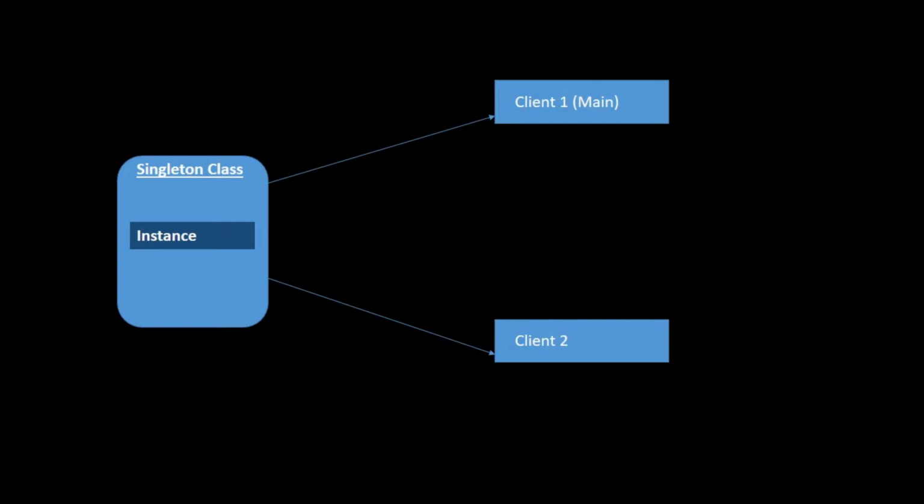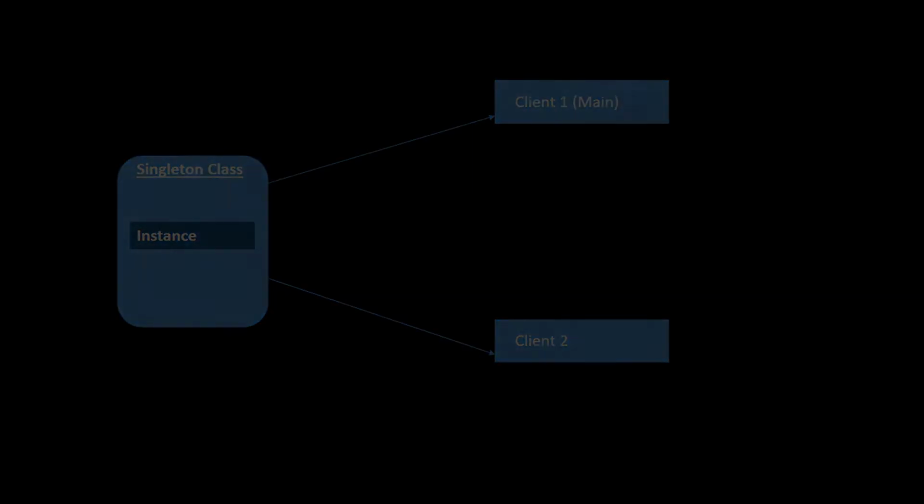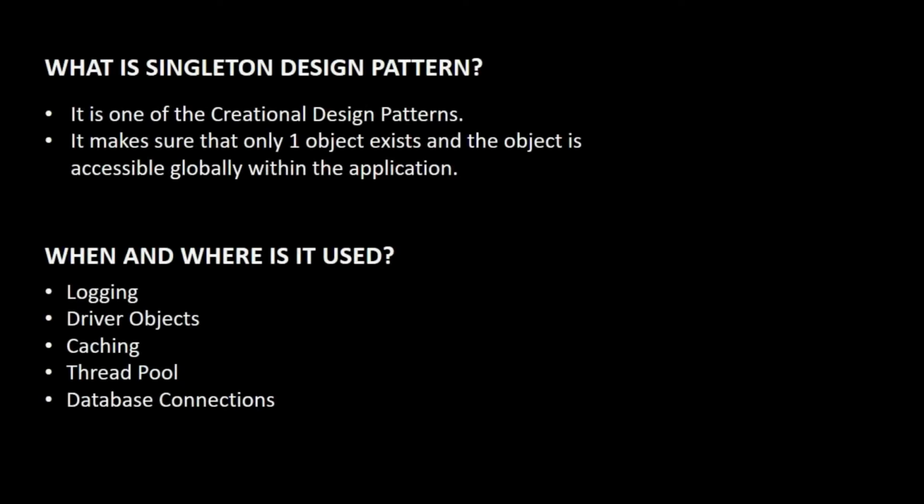So basically, to summarize what the singleton design pattern is, the singleton design pattern is one of the creational design patterns that you will find in software engineering. So it makes sure that only one object exists and that object is accessible globally for any client or any part of the program to access that object.